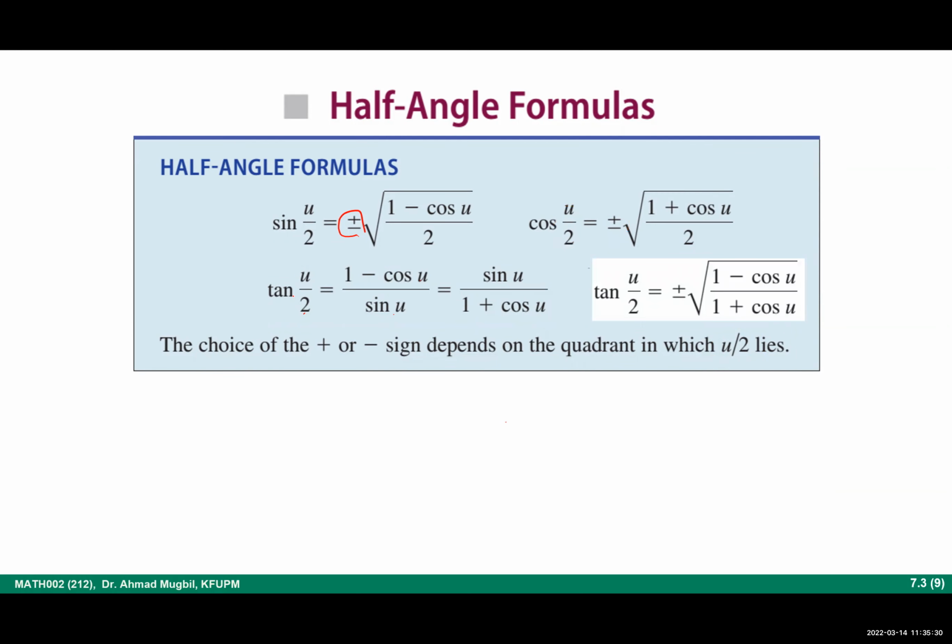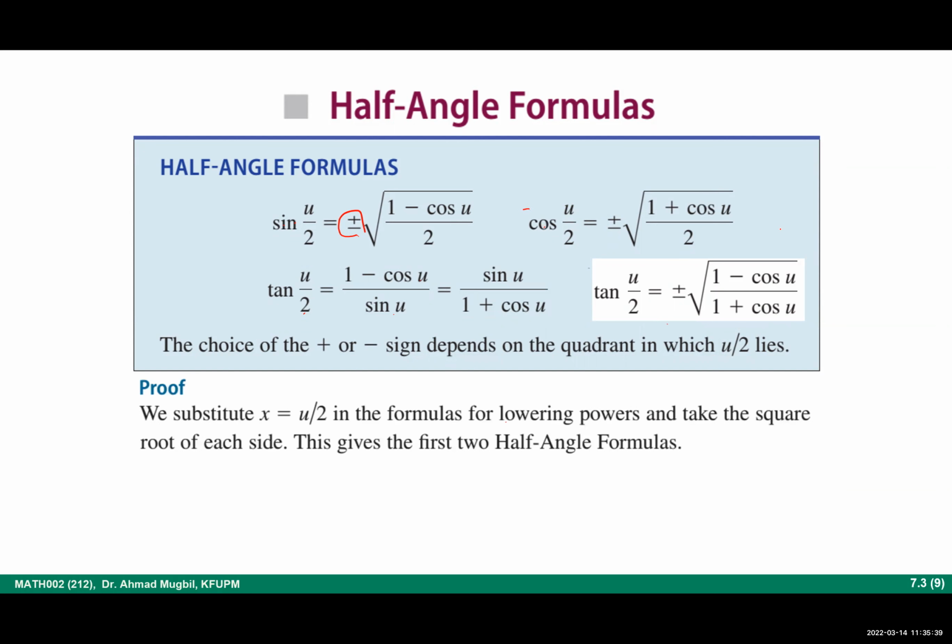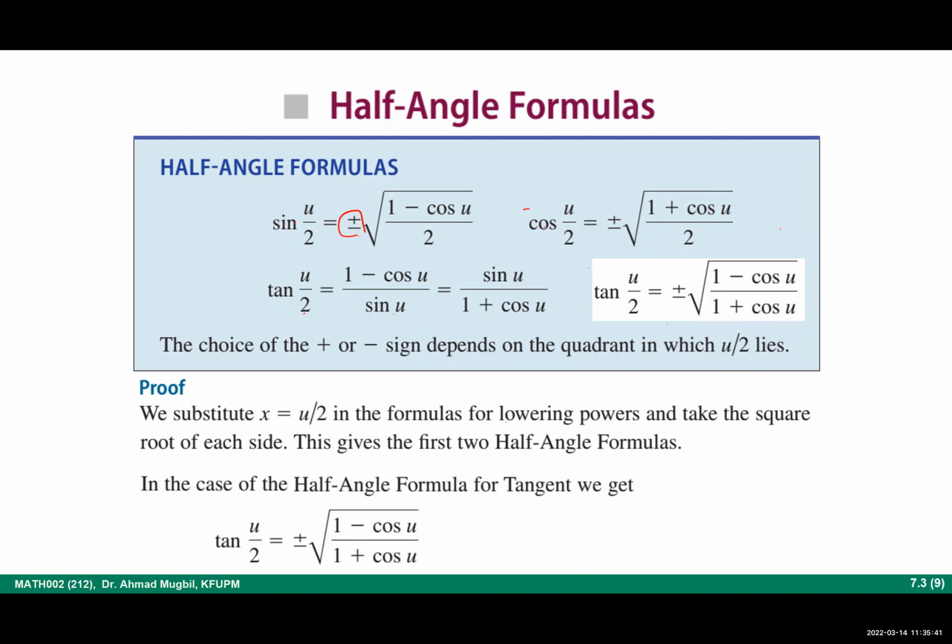There is another formula for tan u over 2, by the way. You can obtain it just by dividing this by this. If you divide sine by cosine, you will get tangent. This is not difficult. Now, let me start with just how to prove these. Just replace x by u over 2 in the formulas of the lowering power that we have before.